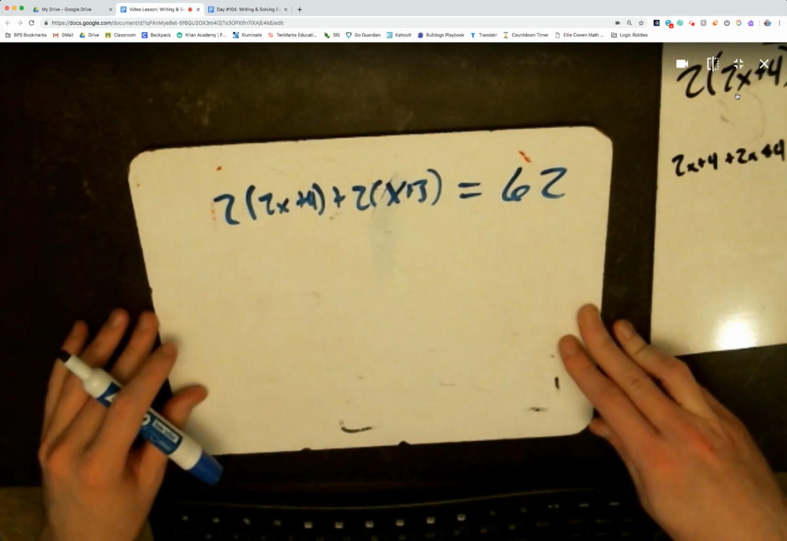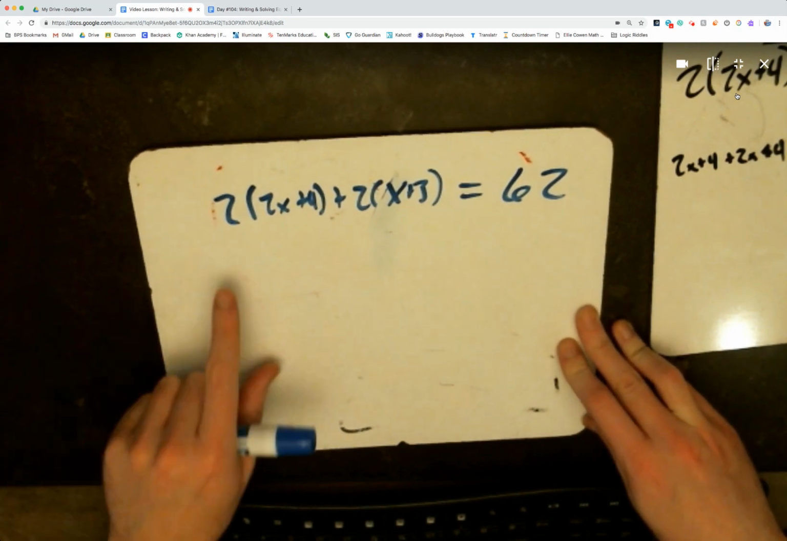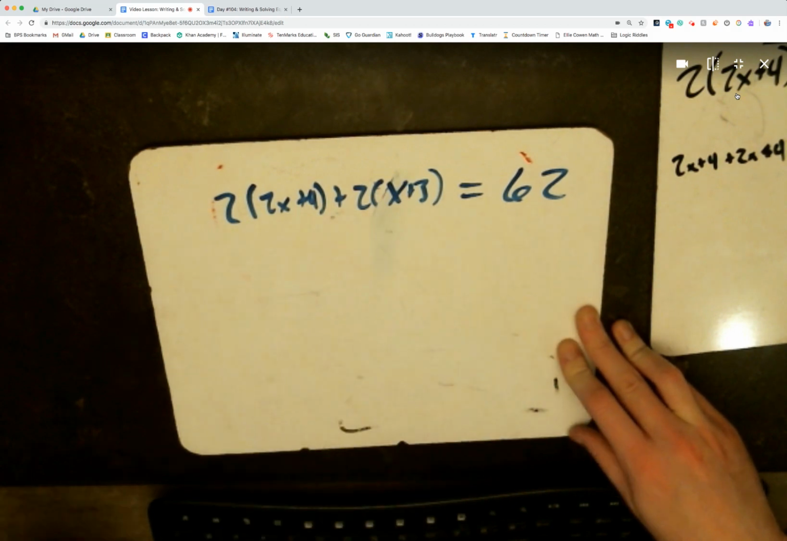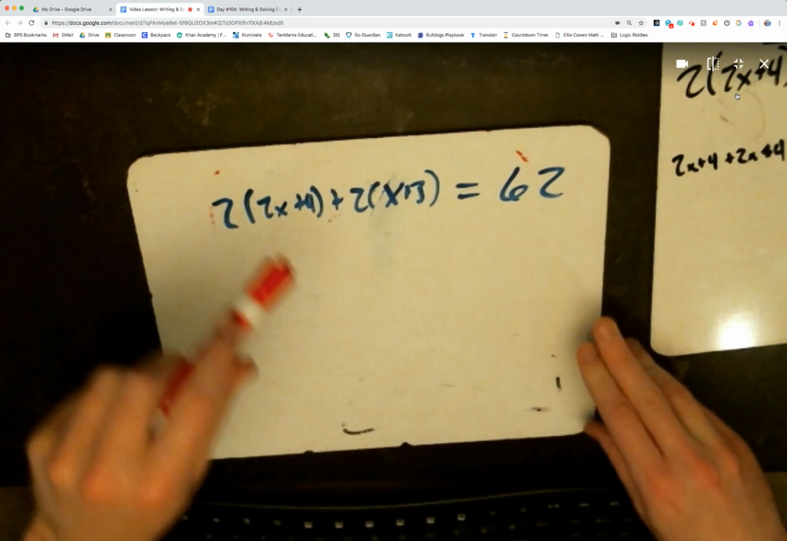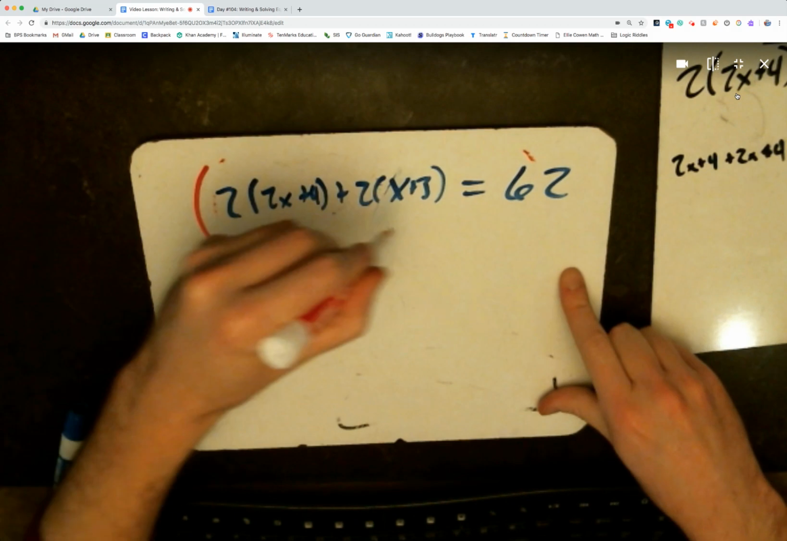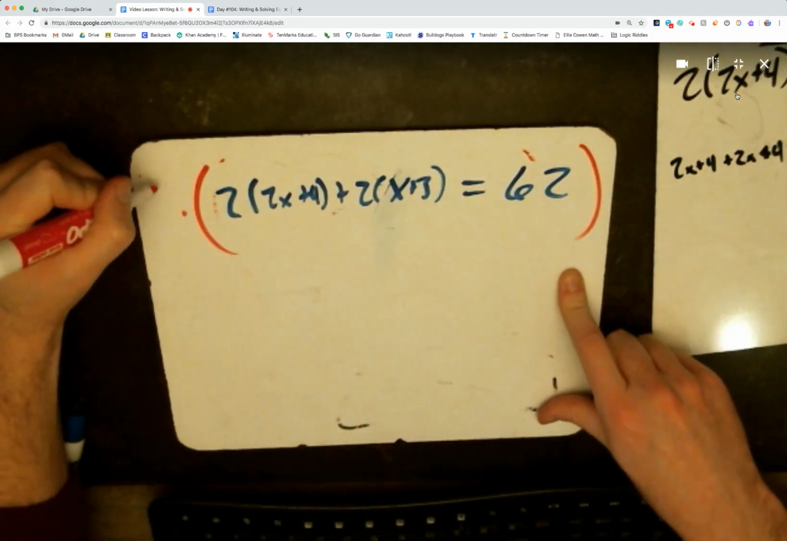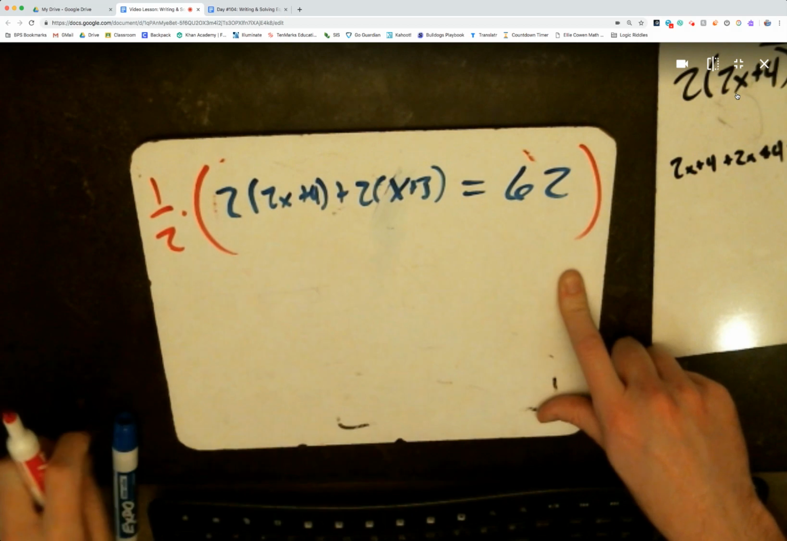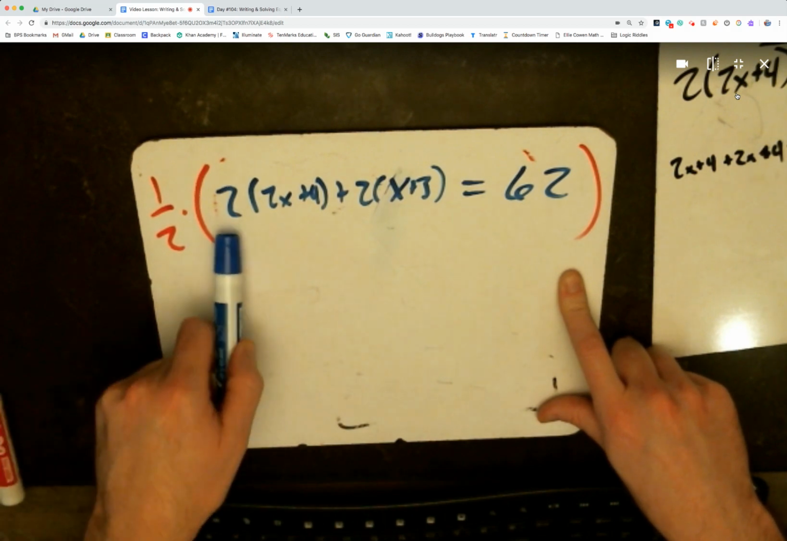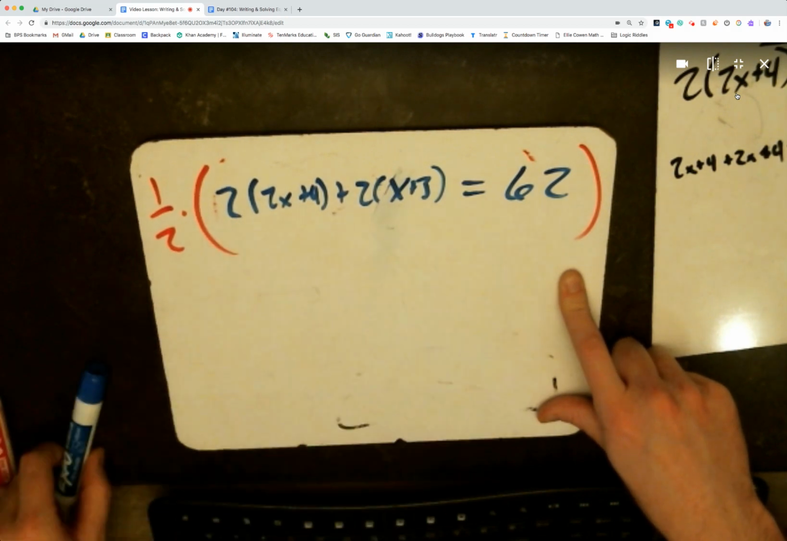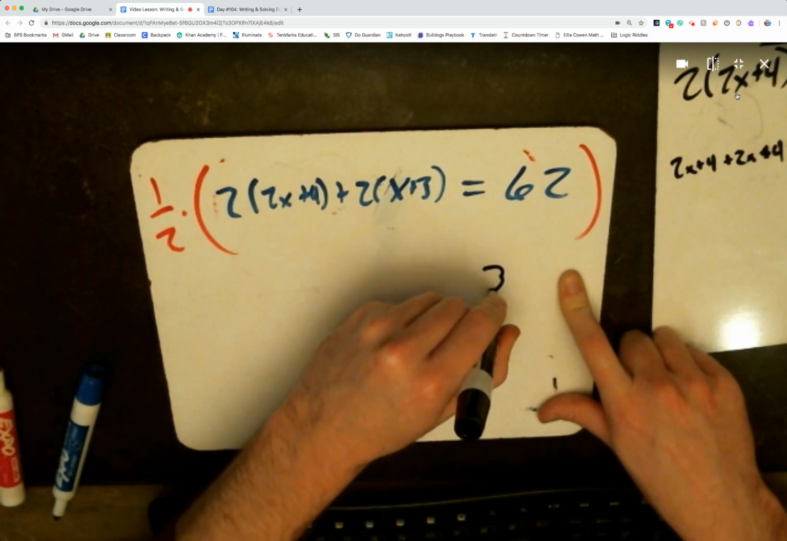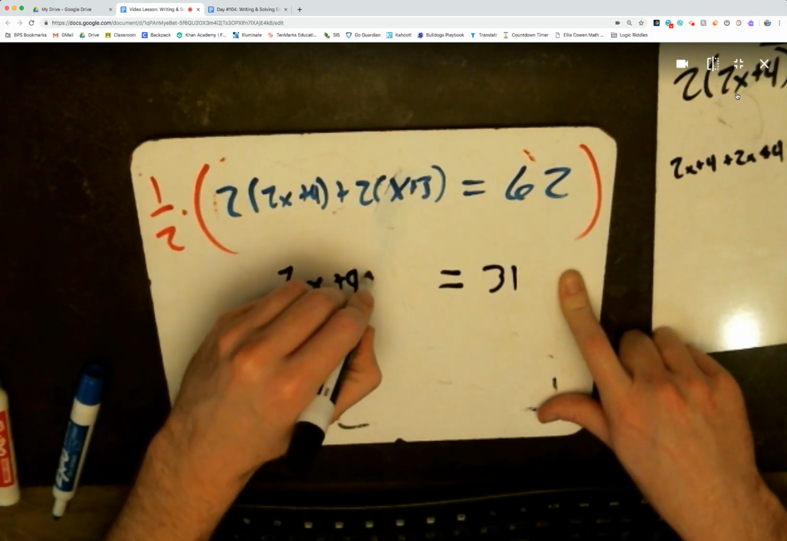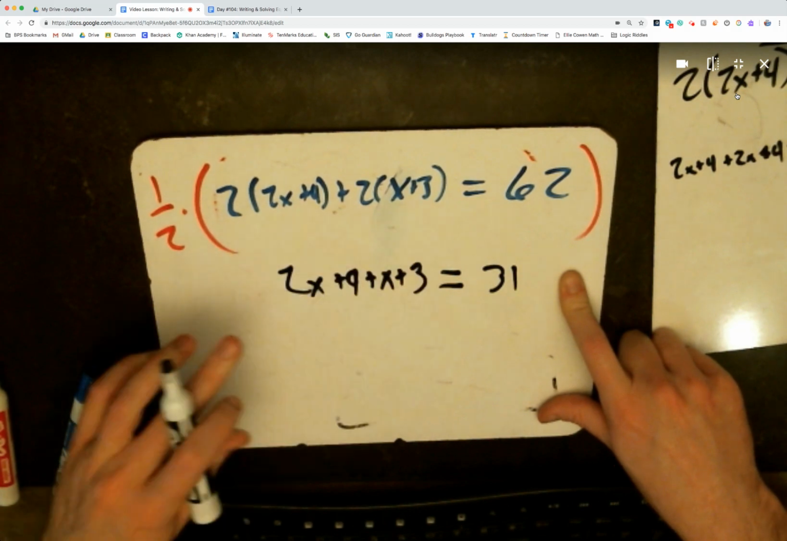At this point, we need to solve the equation. One method would be to distribute out these 2's, but I see an even number here, and these are just 2's. I'm going to divide the entire equation by 2, or that's really like multiplying the entire equation by 1/2. So dividing the whole equation by 2 is going to cancel out this 2, cancel out that 2, and 62 divided by 2 would just get down to 31. So I know 2x plus 4 plus x plus 3.